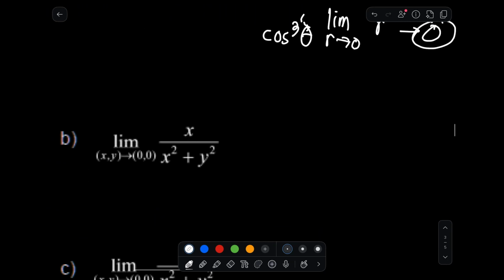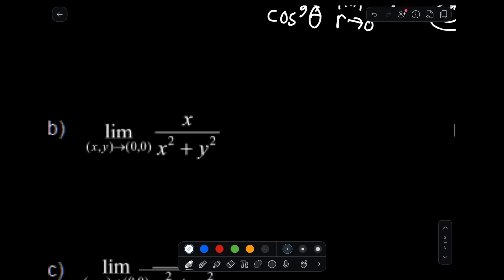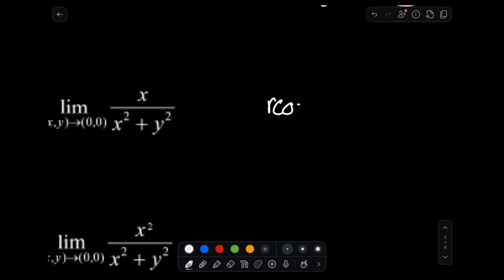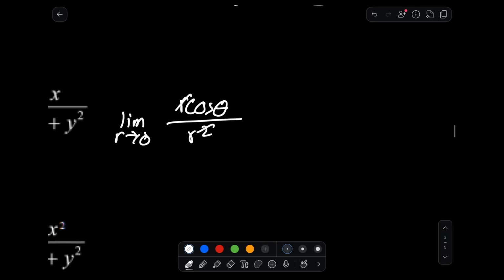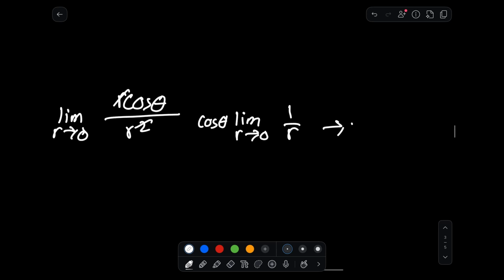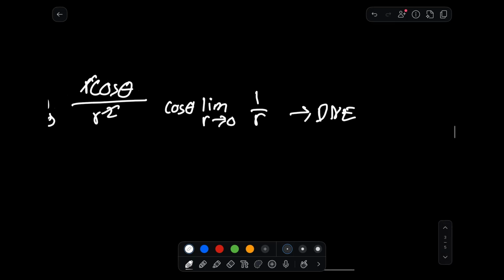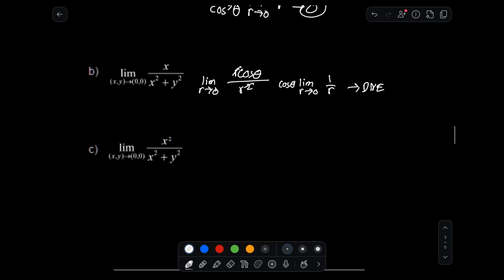B is the same idea. If you want to try this again on your own, feel free to pause the video. Just go right into it. Cosine theta over r. So just pull out the cosine theta. Cosine theta times the limit as r approaches 0 of 1 over r. This is going to be DNE, because it's going to be 1 over 0. That's not defined in math, so we can't say that has a value.